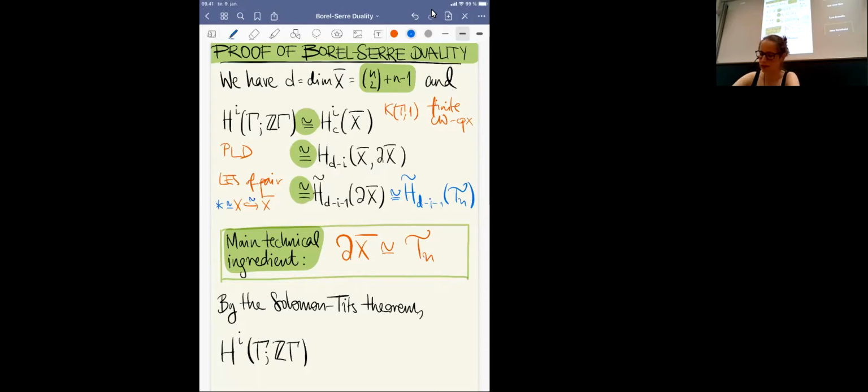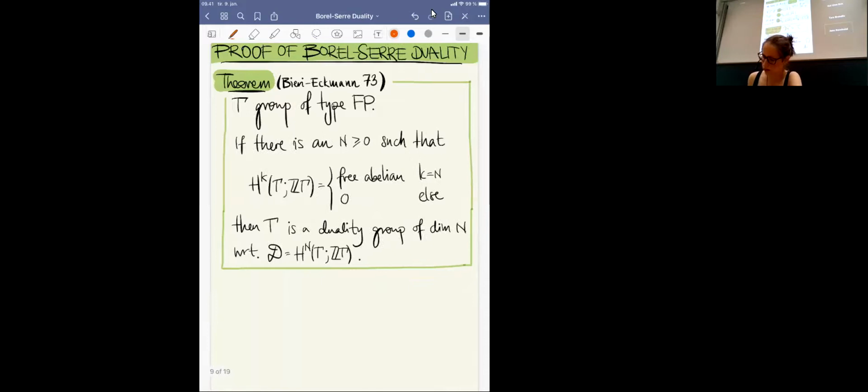So we know by the Solomon-Tits theorem that this has the homotopy type of a wedge of n-2 spheres. So this means that this cohomology group that we were interested in to begin with is concentrated in degree n-2, where it is in fact free abelian. So this happens if and only if i is n choose 2, and it's trivial otherwise. And this is exactly what we needed to apply this theorem of Bieri-Eckmann.